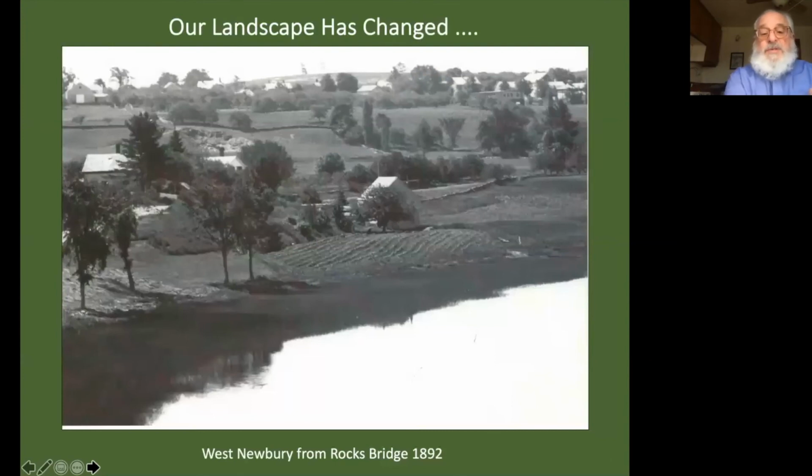Well, our landscape has certainly changed. This is West Newbury as it looked from the Rocks Bridge, looking southeast, I suppose, or east. What we can see is that there were not very many trees in 1892. This, in some ways, makes sense in terms of our history. We'll think about what it looked like before farming took hold. But certainly this is not the view from the bridge today.